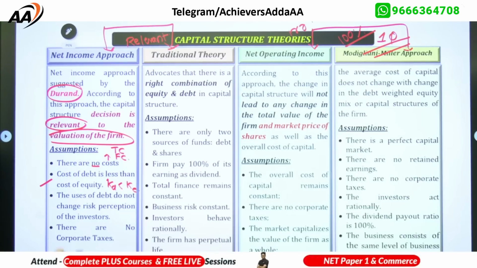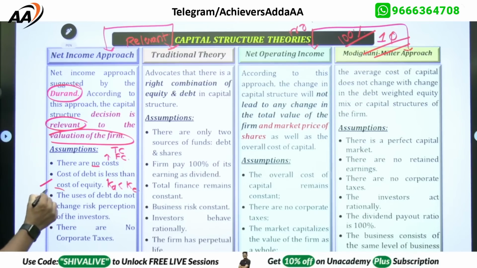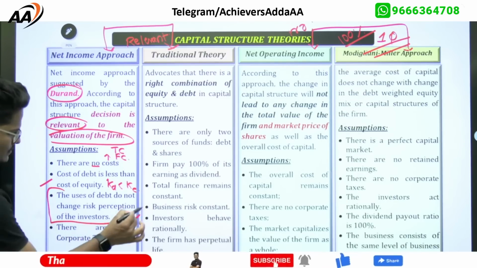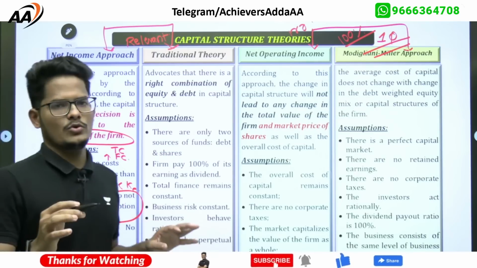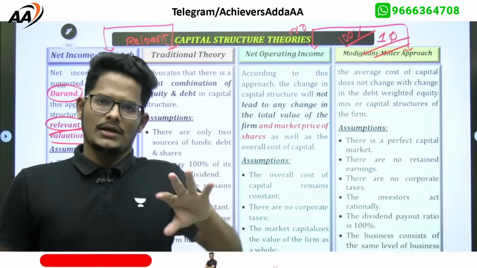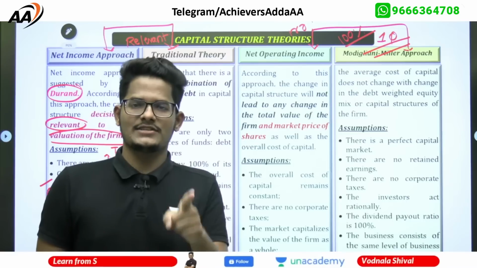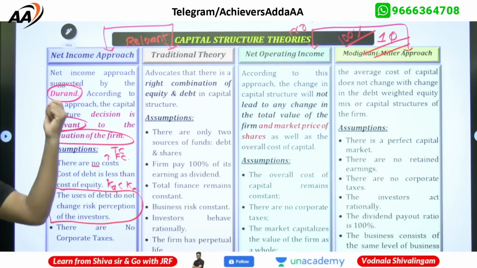Right? Next, the use of debt does not change the risk perception of the investor. As per the net income approach, whether you use more debt, less debt or no debt, that is not going to change the risk perception of the investor, who is the equity holder. Whatever I told earlier won't apply here in the net income approach.